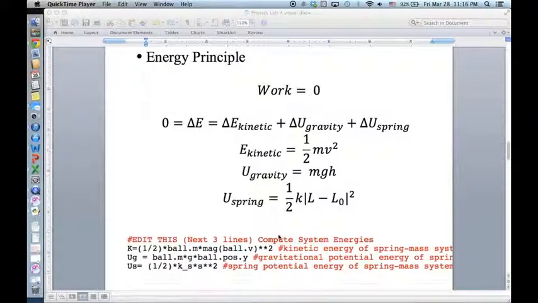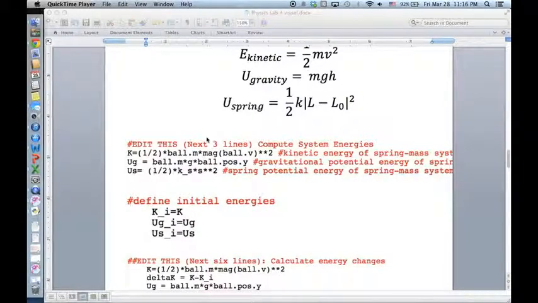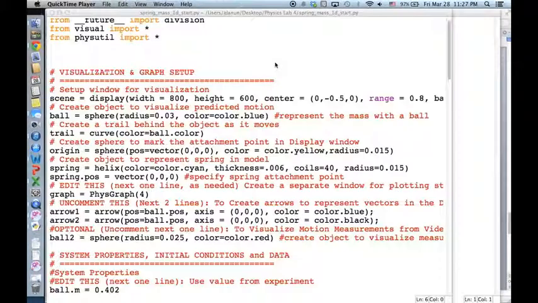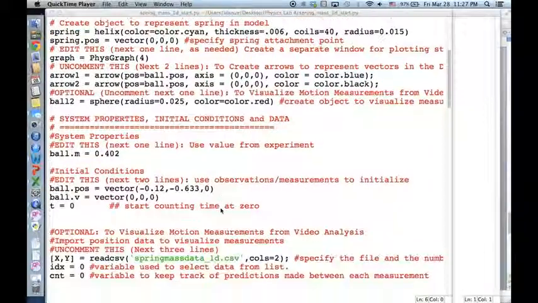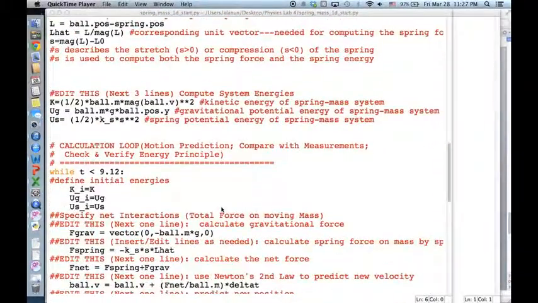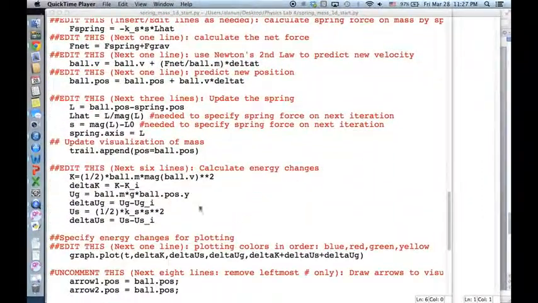In our code, we calculate these energies to display graphically. We first calculate an initial kinetic, gravitational potential, and spring potential energies. Then we update them in our while loop. All the changes in energy are plotted on a graph which will be analyzed soon. Now that we have all the physics accounted for, let's look at our code as a whole. We see the visualizations, the initial conditions that were previously discussed, and then we see the while loop that applies the momentum principle, spring physics, and the energy principle.